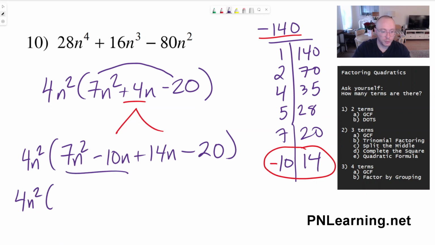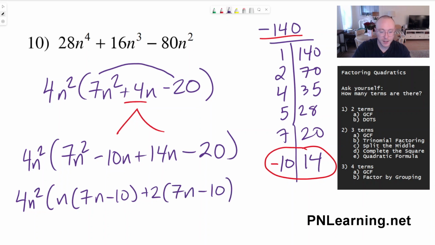These first 2 terms, 7n squared minus 10n, your GCF would just be n, because 7 and 10 don't have any common factors. So we'll be left with n times 7n minus 10. And then over here, for 14n minus 20, we have a common factor of 2. So if we take out a positive 2, we would be left with 7n minus 10. And don't forget, there's 2 layers of parentheses here.